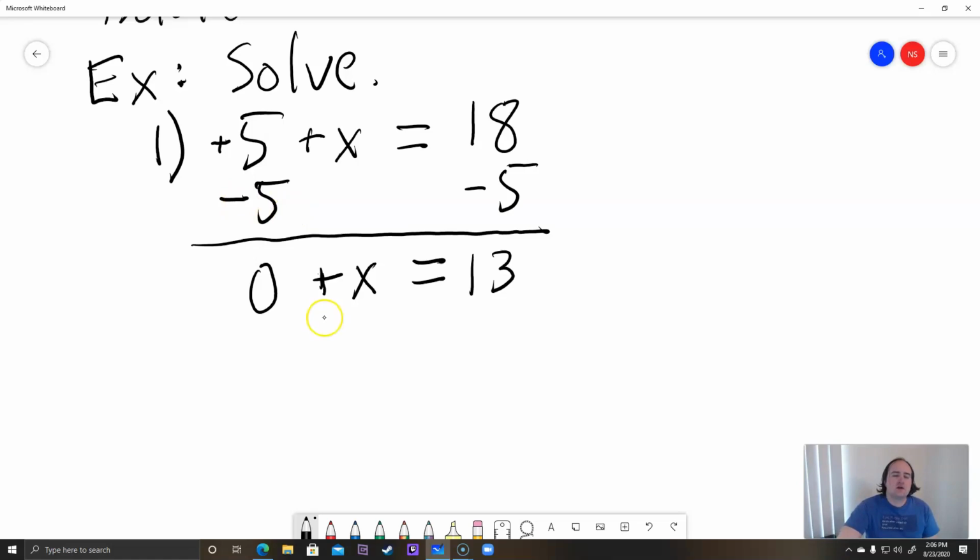The thing is, though, if you're doing an equation and you get 0, you don't actually need to write it, okay? Because 0 plus anything is anything. So we can just erase the 0 and erase this plus as well. So this actually gets us to our answer, which is x equals 13.